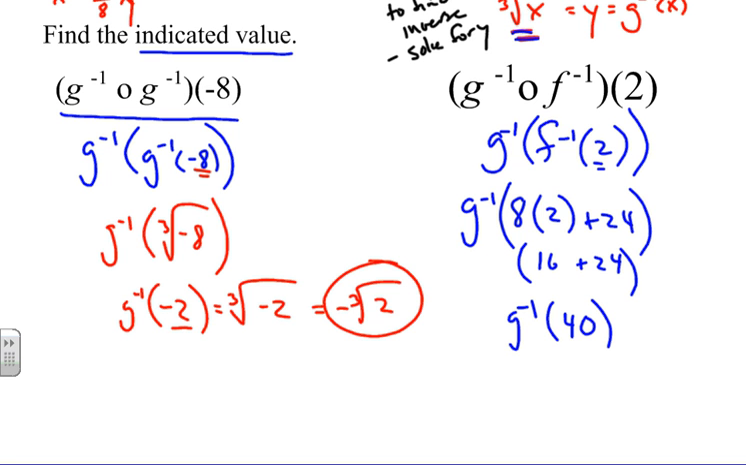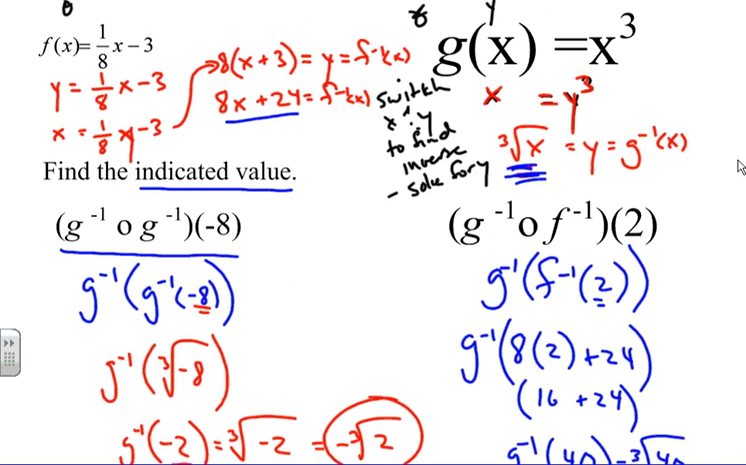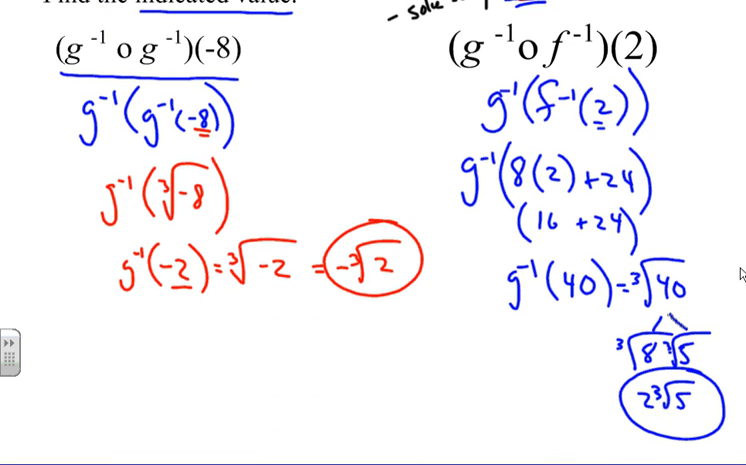Well, now I need to use the inverse of g. The inverse of g, once again, is that cube root. So I'm going to take the cube root of 40. Well, we know 40, if we want to break this down a little bit farther, is actually 8 times 5. Take the cube root of 8, cube root of 5, and we have 2 cube roots of 5 would be our simplified answer. Okay, so this is using inverse functions to find indicated values. We have to find inverses and plug them in.